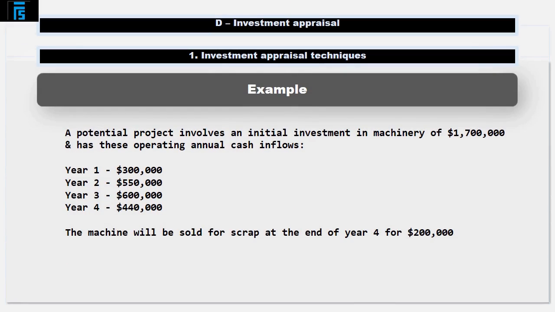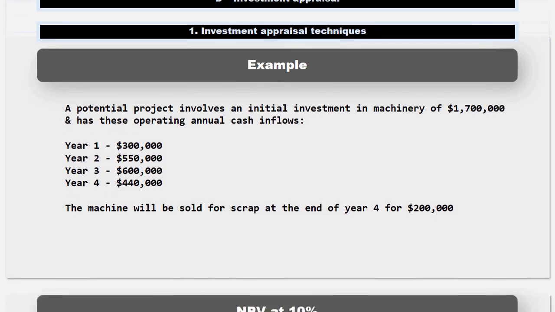Let's calculate the IRR of our earlier example. Here's the project in question. A potential project involves an initial investment in machinery of $1.7 million and has these operating annual cash inflows. Year 1, $300,000. Year 2, $550,000. Year 3, $600,000. And Year 4, $440,000. The machinery will be sold for scrap at the end of Year 4 for $200,000.